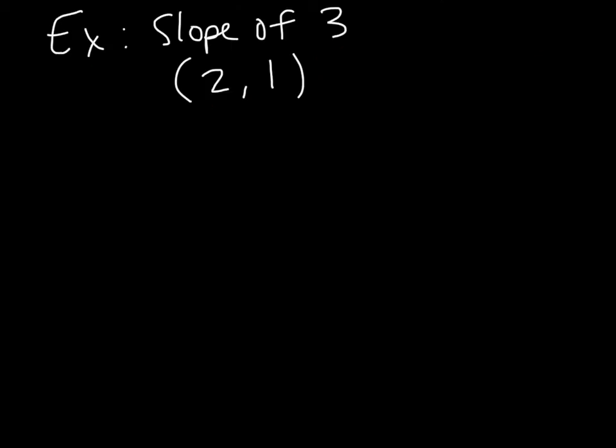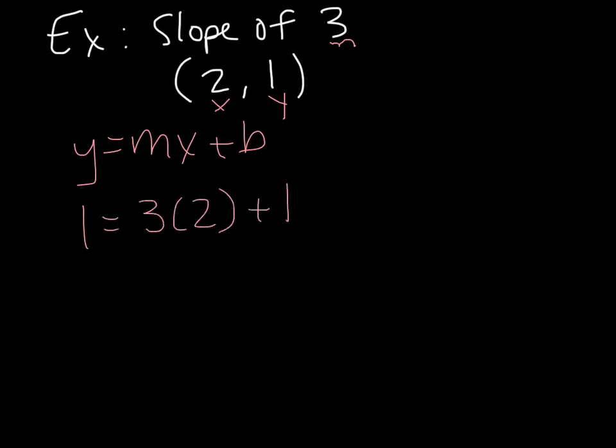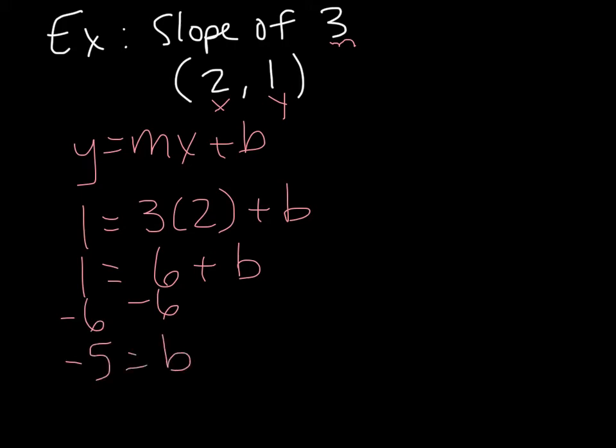If we're given the line has a slope of 3 and it goes through the point (2, 1), we're going to first take y equals mx plus b. And we're going to plug in, here's our m, here's our x, and here's our y. So we're going to plug in 1 equals 3 times 2 plus b. And we're going to solve for b. So we have 1 equals 6 plus b. Subtract 6 on both sides, negative 5 equals b. And now I can write my equation. y equals 3x minus 5. My slope and my y-intercept.